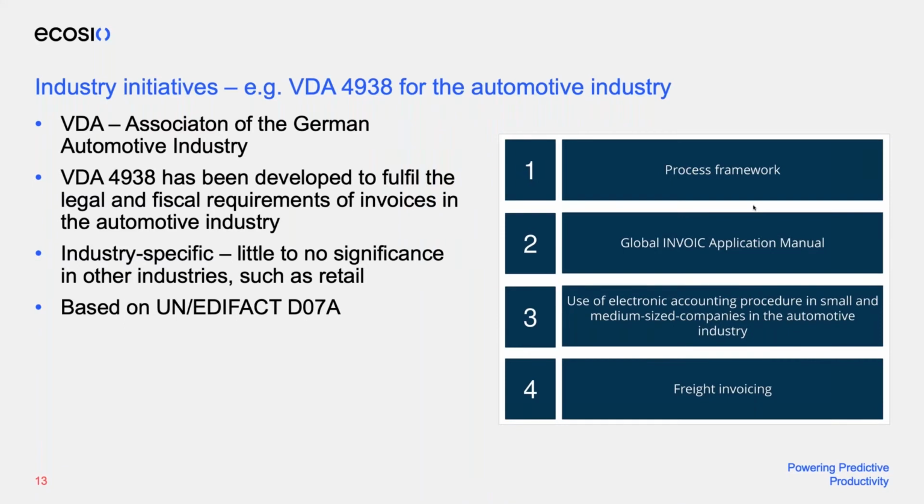First here, VDA 4938, which is the de facto standard in the automotive industry. VDA is the Association of the German Automotive Industry, and VDA 4938 has been developed to fulfill the legal and fiscal requirements of invoices in the automotive industry. It is very industry specific, so it has little to no significance in other industries, such as retail, and the standard itself is based on UN EDIFACT D07A.